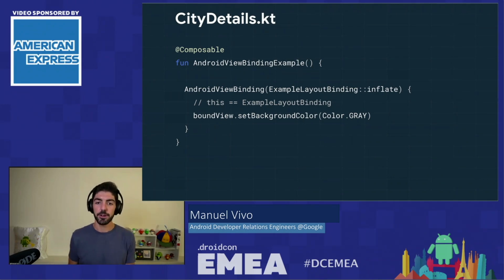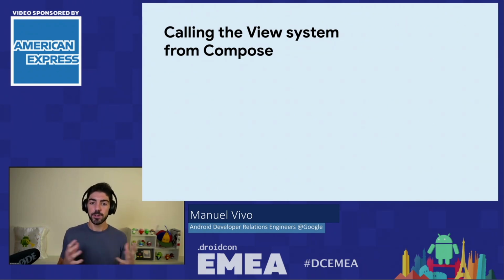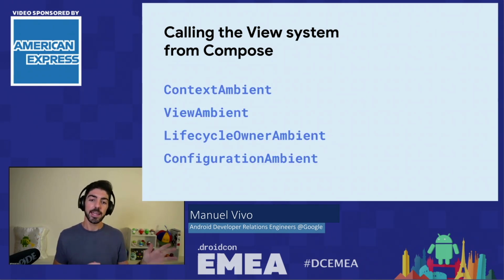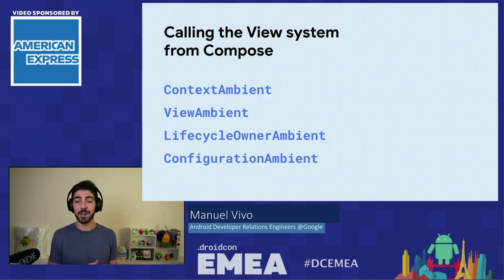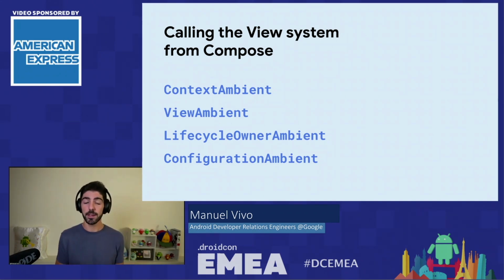Now, the next scenario that we are going to talk about is whenever you want to call the view system from Compose. So imagine that for some reason you need the context or the configuration. For that, we have something that we call ambients. And Nick, in the Compose by Example talk that he gave yesterday, was talking a little bit about ambients. So for example, we have the context ambient to get the current context where you are on the screen, or the configuration and the view, if you need the actual view where Compose code is being rendered.